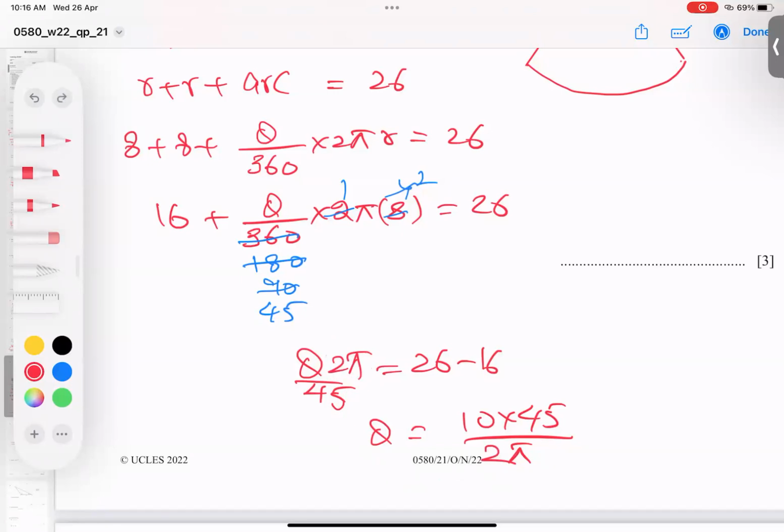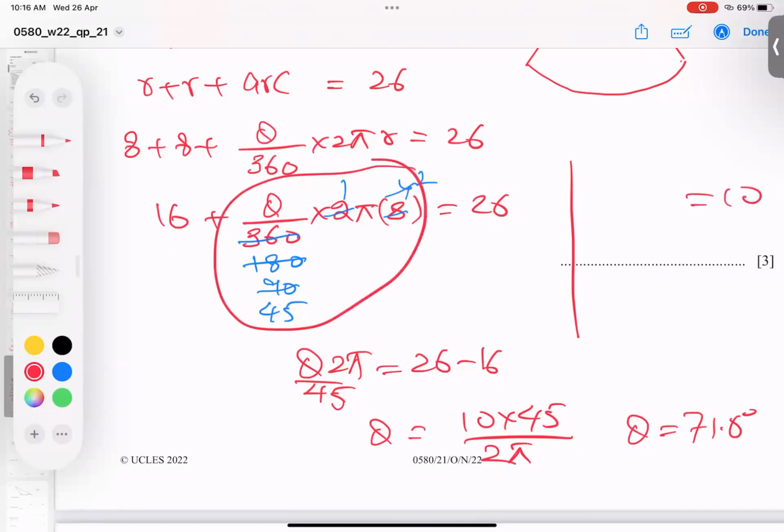450 divided by 2 and pi. And my answer is coming 71.6 degree. If you are getting issues, you can type all together. Look, I'm going to show you another way. 16 goes there, become 10.